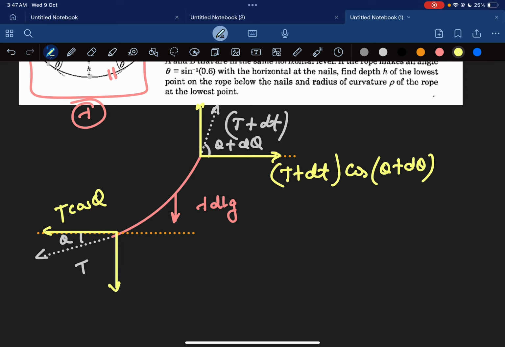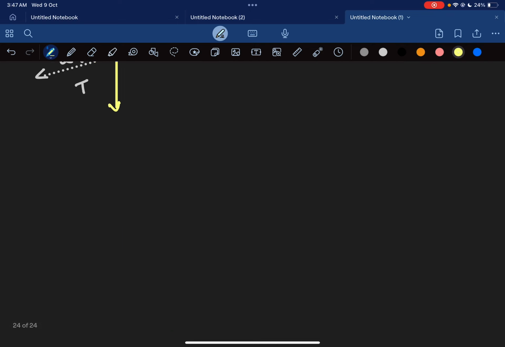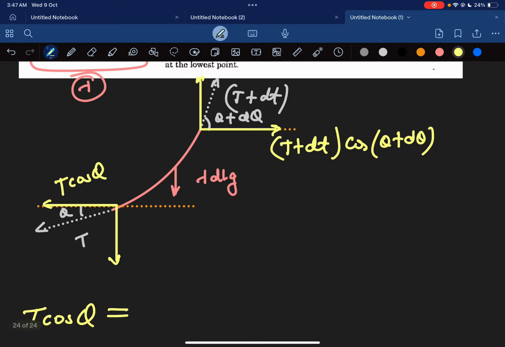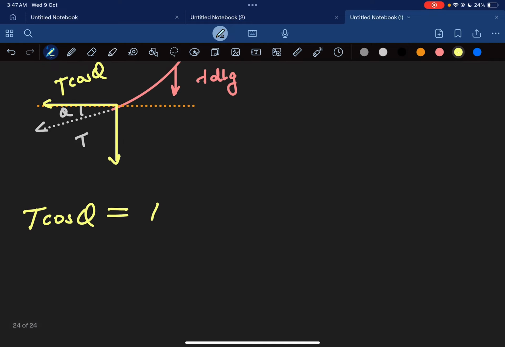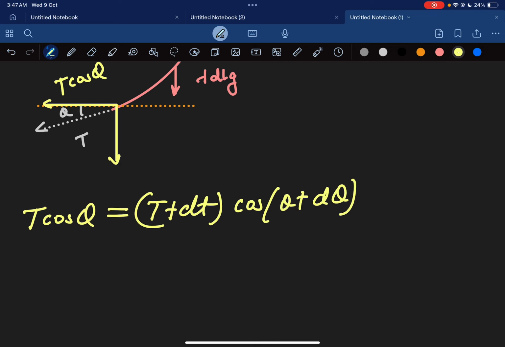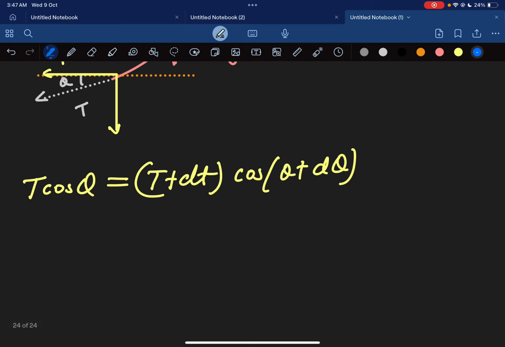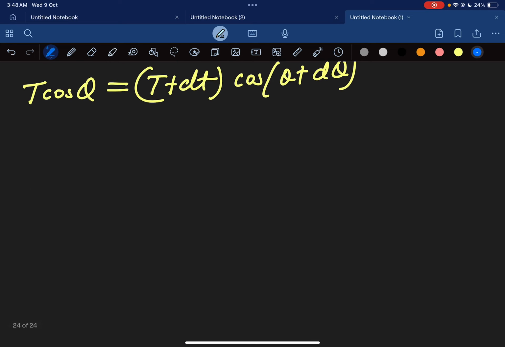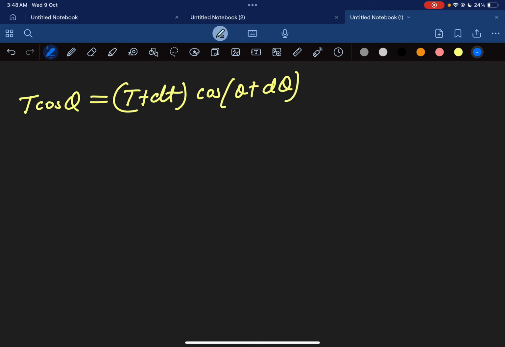So can I directly equate these two forces, because the net force along the horizontal should also be equal, and there are no more forces acting in the horizontal direction. So I can just directly equate these two forces, right? So equating these two forces in horizontal direction, t cos theta should be equal to t plus dt cos of theta plus d theta. Understand?